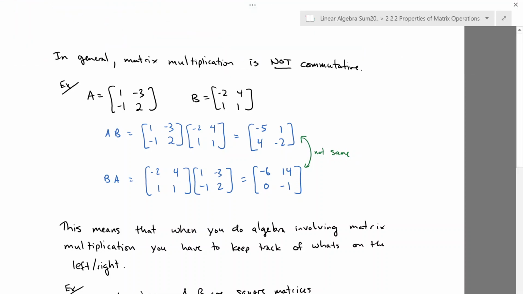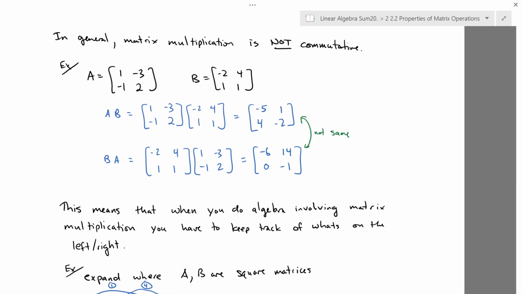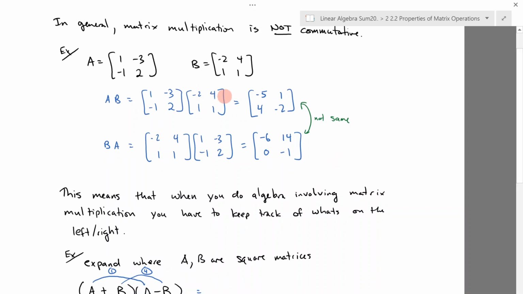So that doesn't necessarily mean that it's impossible for two matrices to commute, right? Because there are some matrices that do commute, like the identity matrix. If I take the identity matrix and multiply on the left by A, you get A, and if you multiply on the right by A, you also get A. So the identity matrix commutes with everything. But again, in general, matrix multiplication is not commutative.